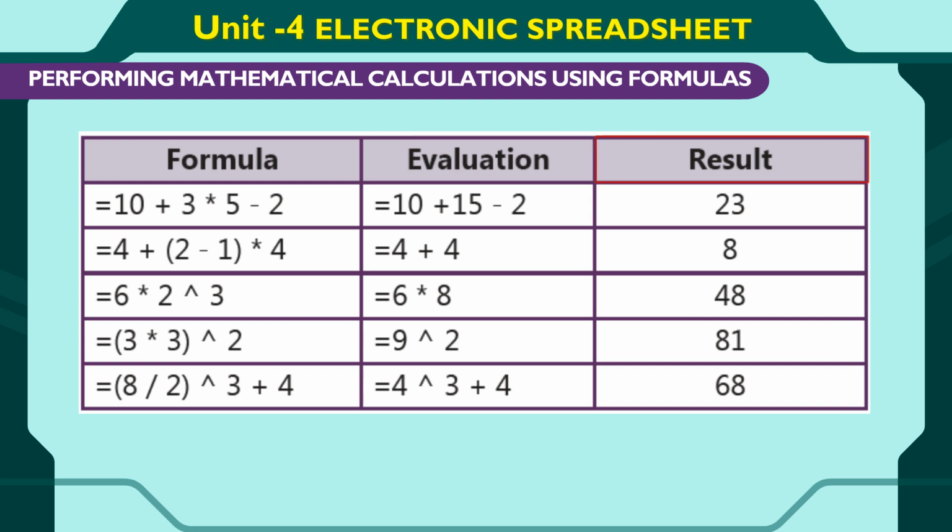Formula, evaluation, result. =10+3*5-2 becomes 10+15-2, result 23. =4+(2-1)*4 becomes 4+4, result 8. =6*2^3 becomes 6*8, result 48. =(3*3)^2 becomes 9^2, result 81. =(8/2)^3+4 becomes 4^3+4, result 68.